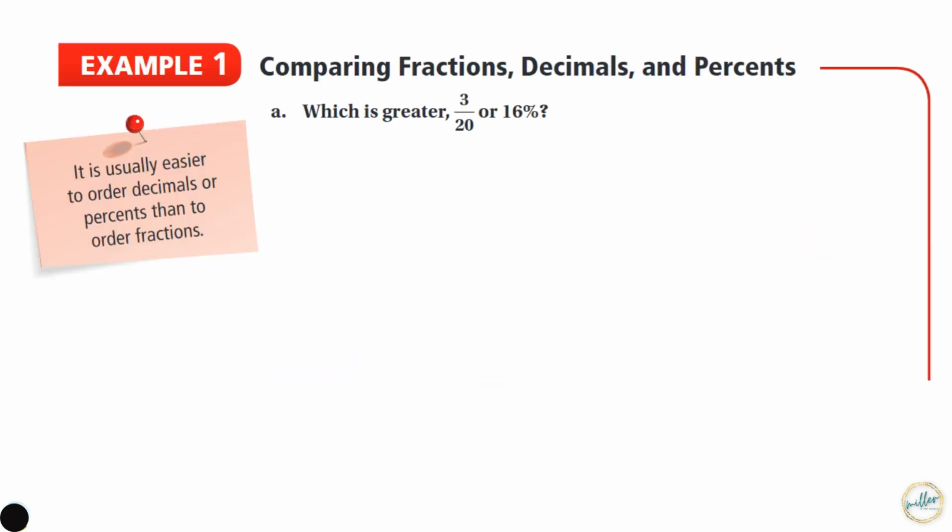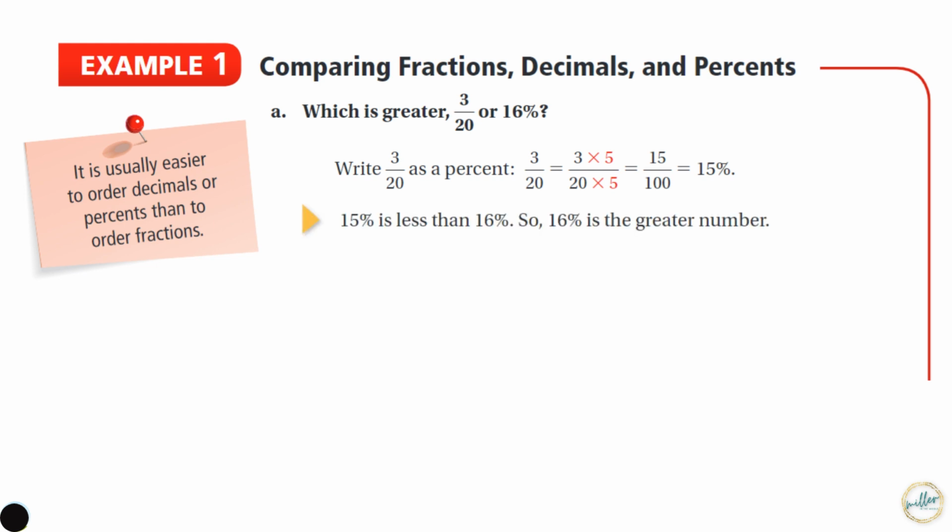Example number 1, comparing fractions, decimals, and percents. A, which is greater, 3/20 or 16%? Remember, the suggestion is to change all of them to either fractions or decimals or percents so that they're easy to compare. Let's try percents. Write 3/20 as a percent by changing the denominator to 100. 3/20 is equal to 15%. Since 15% is less than 16%, 16% is the greater number.